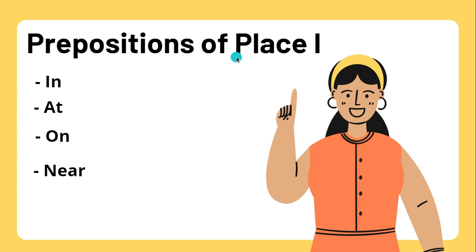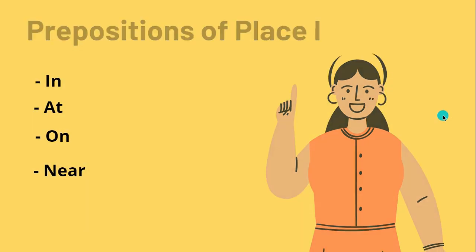So we are going to be looking at prepositions of place, and this topic has been split into three parts for easy understanding. So we're going to start with the first part, that's prepositions of place one. And prepositions of place are just words or group of words that are placed before a noun to make reference to a place, a location, etc. So in this video, we're going to be looking at four prepositions of place: in, at, on, and near. So let's dive right in.